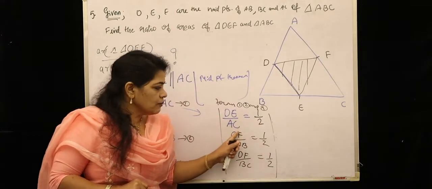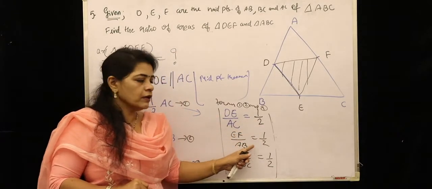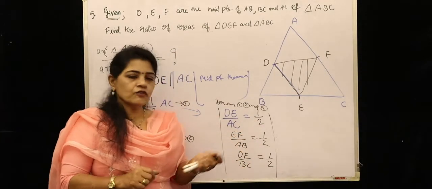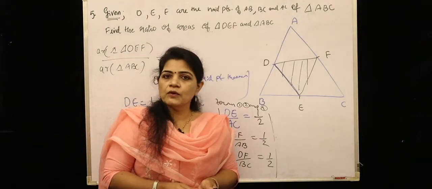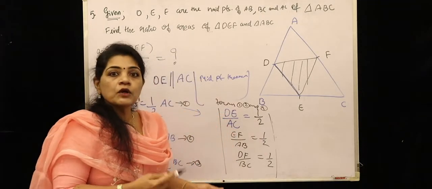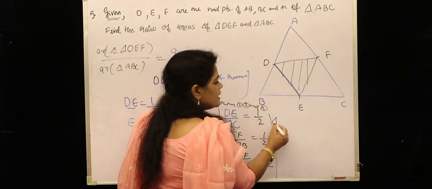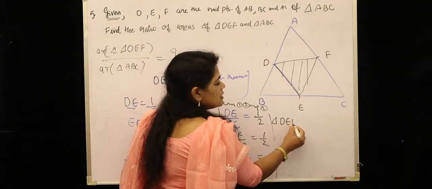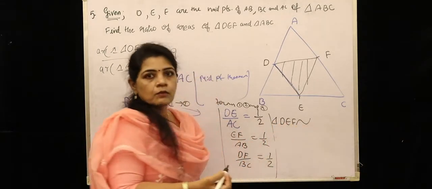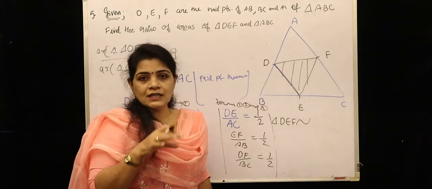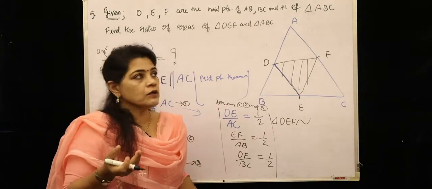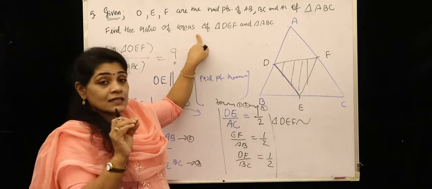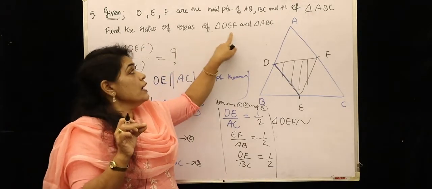Why is it SSS? Because we have taken the ratio between the corresponding sides of these two triangles. Understood? See, children, DE by AC is 1 by 2, EF by AB equals 1 by 2, and DF by BC equals 1 by 2. So the three ratios are the same. We can write the symbolic form, even though in this question the correct symbolic form does not matter, because we need the result in terms of area.